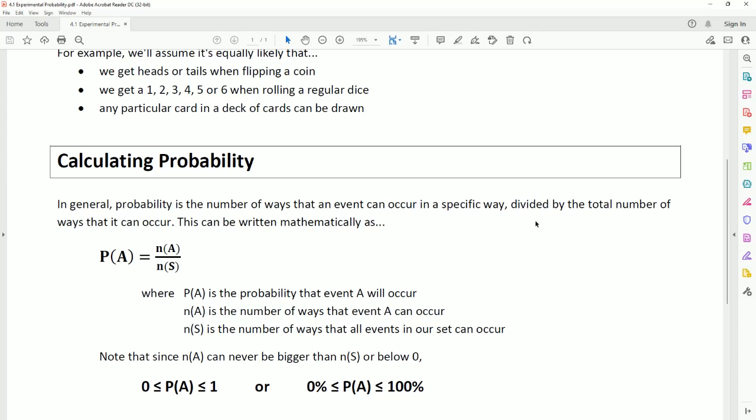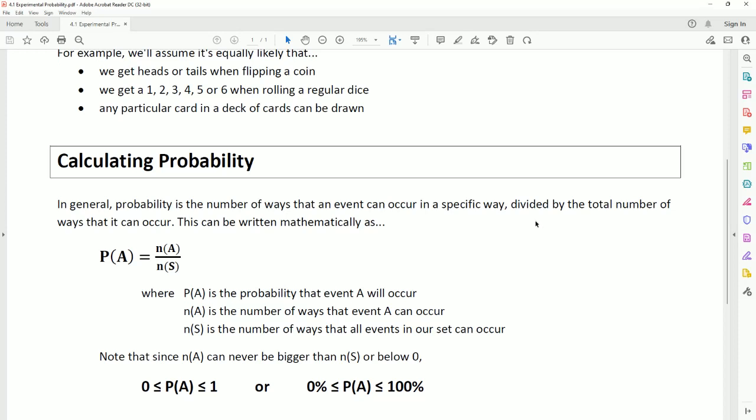So again, if we think about what we were just talking about, flipping a coin and getting a head, there would be one way to get a head and two possible outcomes. That would be 1 out of 2. And then we normally convert that to, we get it as a fraction automatically. We can convert that to a decimal or a percent. Percent would be the preferred method in this course.